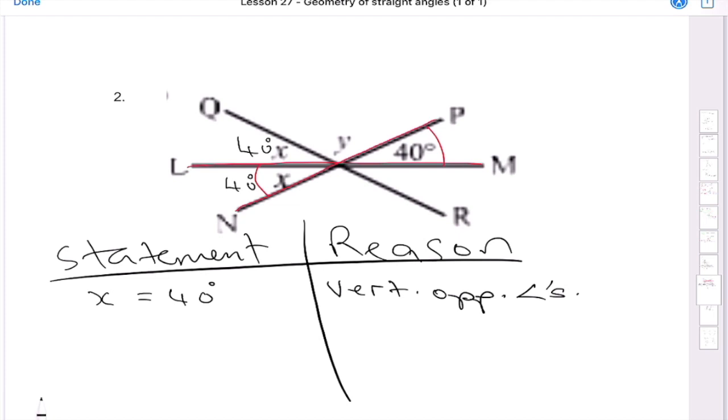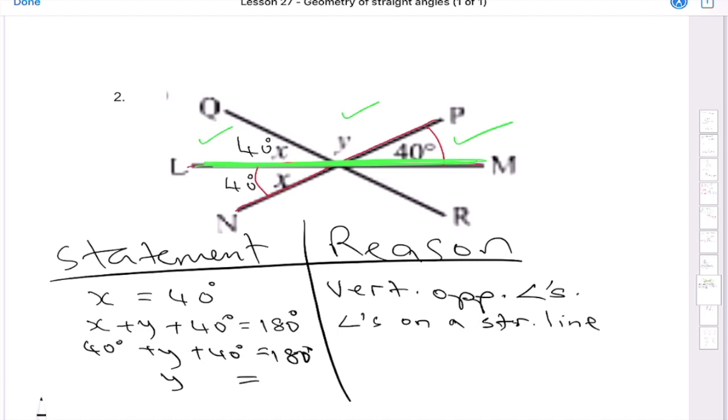Now we need to find Y. Again, if you look at that diagram there, the Y that you want is sitting on this line. That's a straight line there. X plus Y plus 40 is equal to 180 degrees. And what is the reason? These are angles on a straight line. If you solve that quickly, you should be able to do that. You will get Y is equal to 100 degrees.